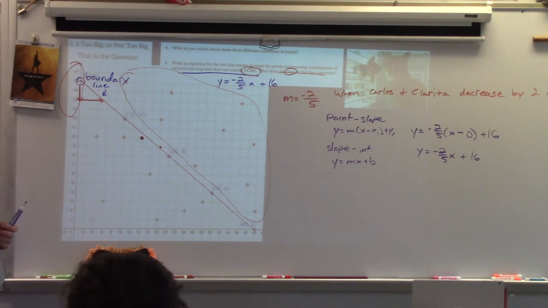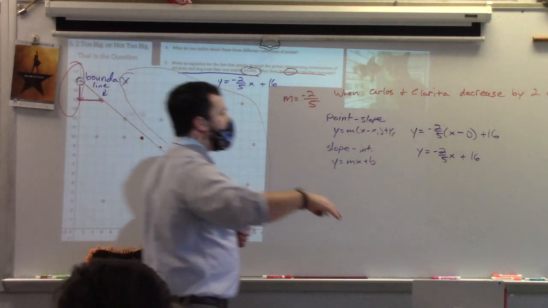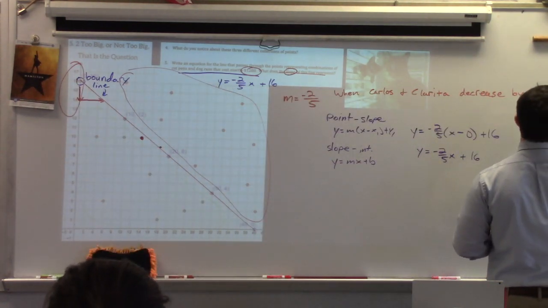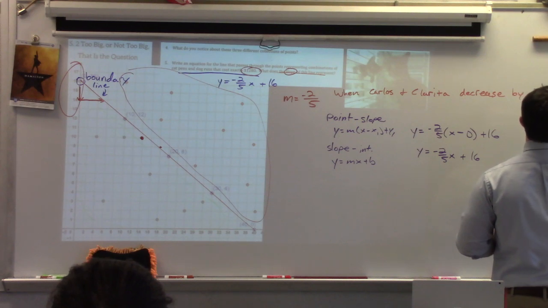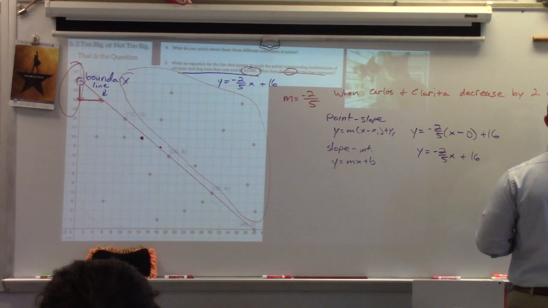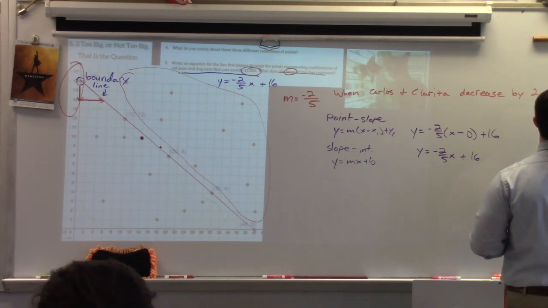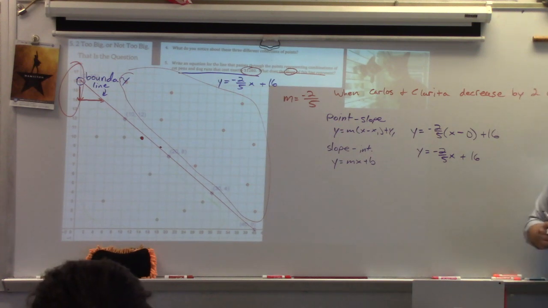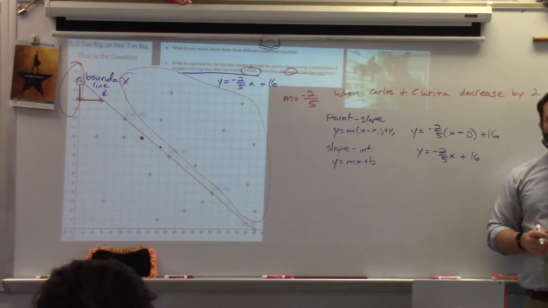Gaining 5 cats. Say again? Gaining 5 cats. So when Carlos and Clarita decrease by 2 dogs, they can take care of 5 more cats. Right? Now I want to point this out.